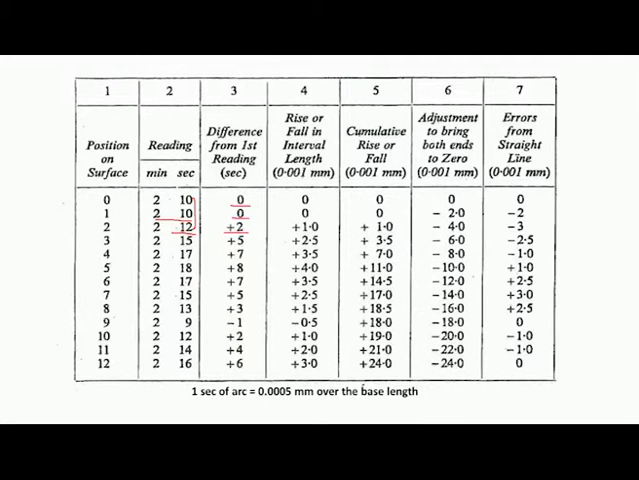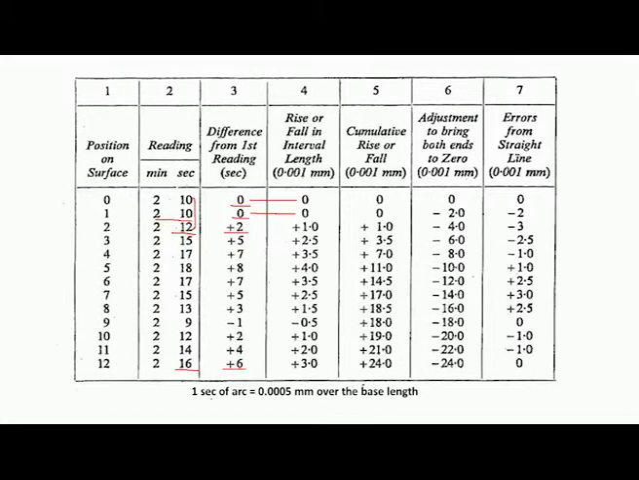Like this we have to find the difference from the first reading for all the values. The last reading you can see here is 2 minutes 16 seconds, whereas the first reading is 2 minutes 10 seconds. So the difference is plus 6 seconds. Now, we should find the rise or fall in interval length in terms of 0.001 millimeter, or directly in terms of micrometer. The first reading is 0, and the second reading is also 0.